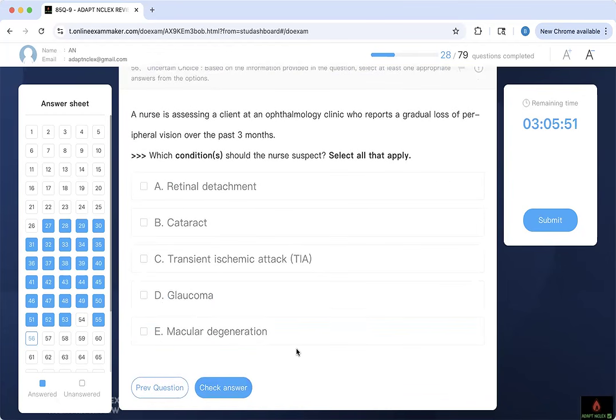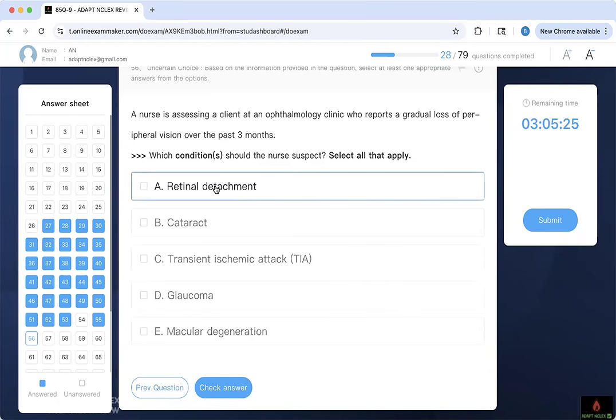And this is assessing a client at the ophthalmology clinic who reports gradual loss of peripheral vision over the past 3 months. Which condition should the nurse suspect? Which condition causes loss of peripheral vision? This is a trap. If you overselect, you're going to go wrong. There's only one condition that causes peripheral vision problems.